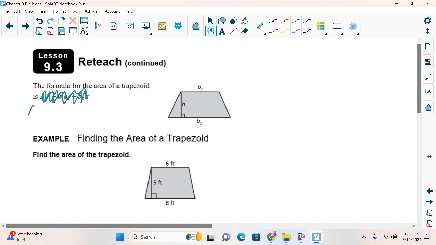So we've got area equals, ready to sing it with me? Base 1 plus base 2 times the height divided by 2. Y'all sound so thrilled when you sing that. Happy faces when you sing it. Base 1 plus base 2 times the height divided by 2. Now all we have to do is plug in numbers and we can solve it really quickly.